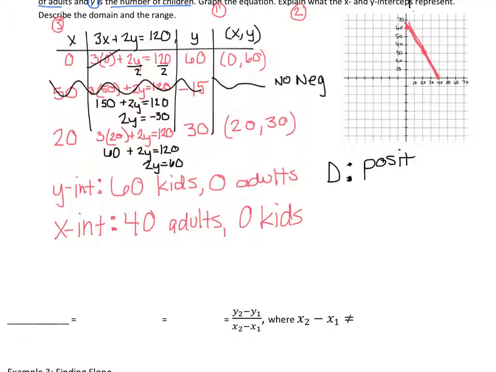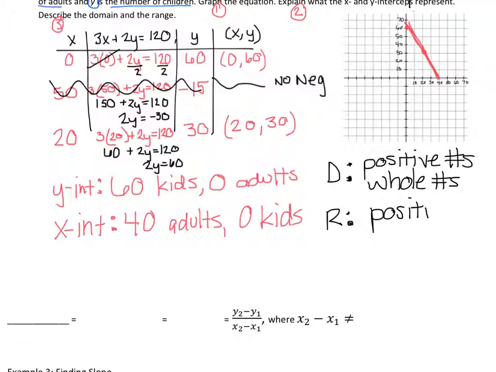What else is particular about adults? Whole numbers. We can't have any half adults or a third of an adult. Do we have the same stipulations for the kids? Yes, so kids have to be positive, whole numbers, and that's the range. If you want to write that out, go for it, but obviously I like to abbreviate.